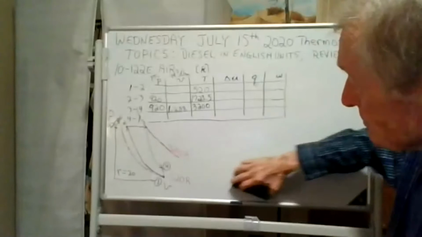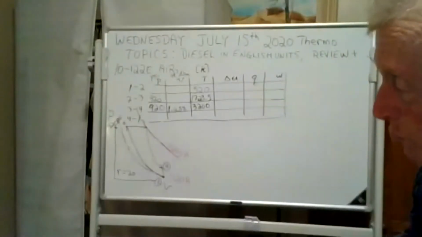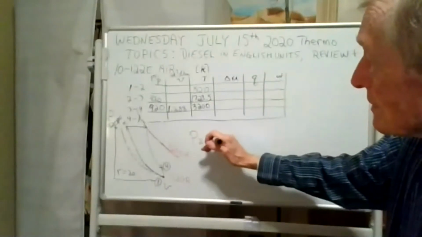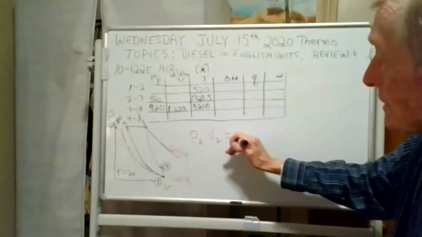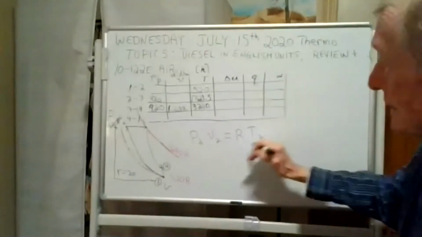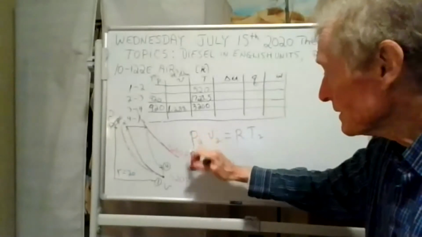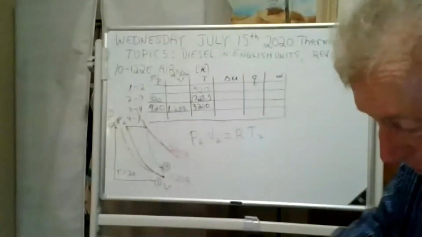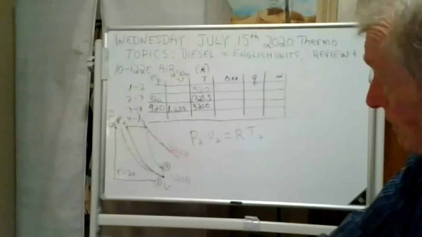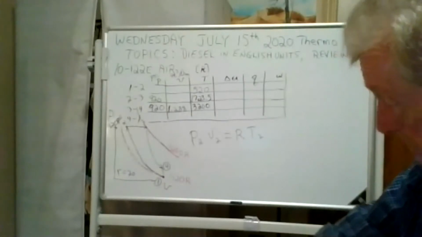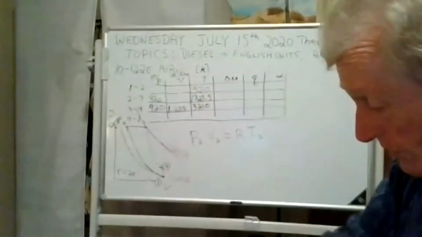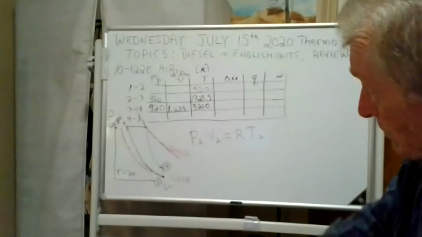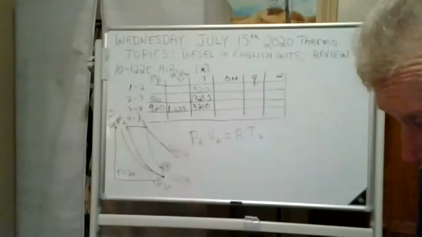Now we're going to do P2 little v2 equals RT2. Now, if you can just remember that you have to put a 144 in there. If you don't put that 144 in there, it's no good. Okay, I'm going to do that. And I want you to do it. And I'm going to call on one of my wonderful students here in just a minute. You have a minute and a half. Find that V2, go for it.